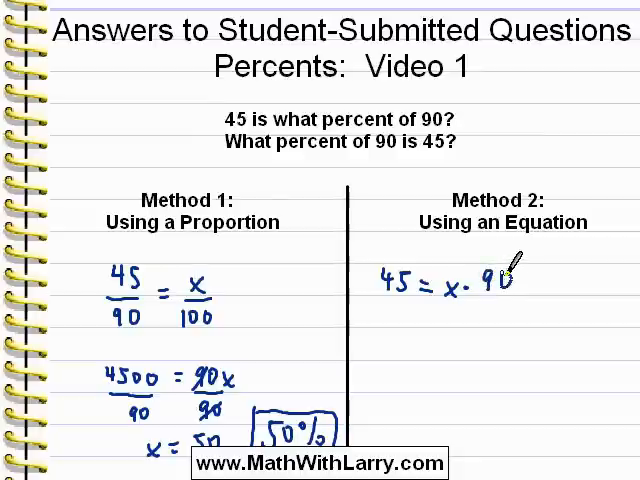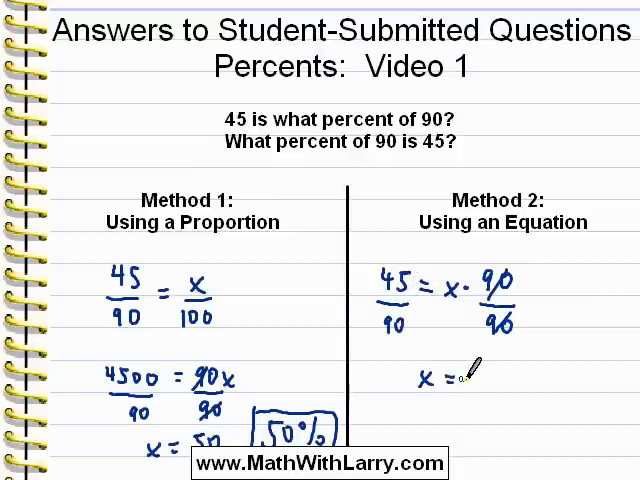Now from here, this is actually pretty easy. All we want is to isolate x, to get it by itself. So I'll divide this side by 90 and this side by 90. And we're left with 45 divided by 90, which we can do either using long division or on a calculator. We get x equals 0.5.